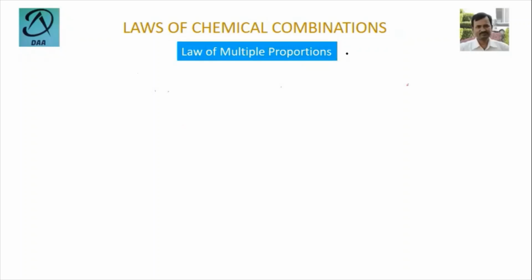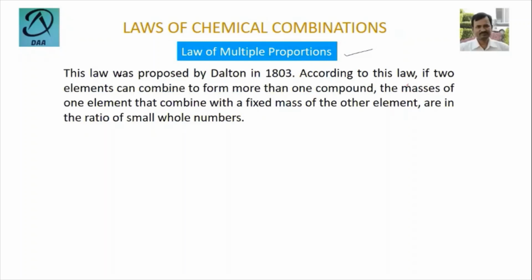Now we'll come to the law of multiple proportions. This law was proposed by Dalton in the year 1803. According to this law, if two elements can combine to form more than one compound, the masses of one element that combine with a fixed mass of the other element are in the ratio of small whole numbers. We'll give one example to see this proportion very clearly.